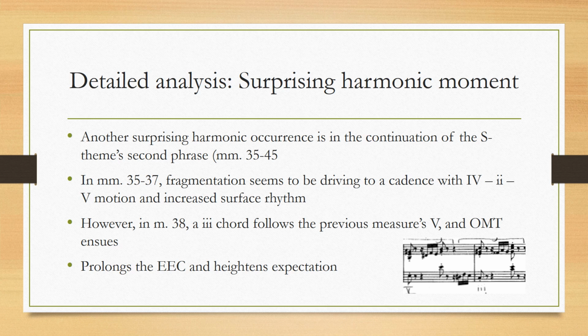Another surprising harmonic occurrence comes in the continuation of the S theme's second phrase, that sentence. In fragmentation, we seem to be driving towards a cadence because we get 4-2-5, very typical predominant dominant motion, and also increased surface rhythm. So the listener anticipates a cadence, but instead after the 5 chord we get a 3 chord. This undermines any sense of cadence, and one more time technique ensues. We go back to fragmentation and then finally get a cadential idea several measures later. This prolongs the arrival of the EEC, so the listener's expectation of that satisfactory cadence in the dominant key is heightened.